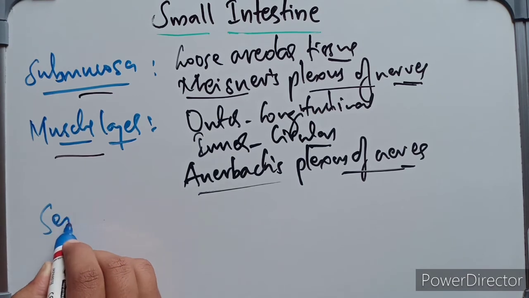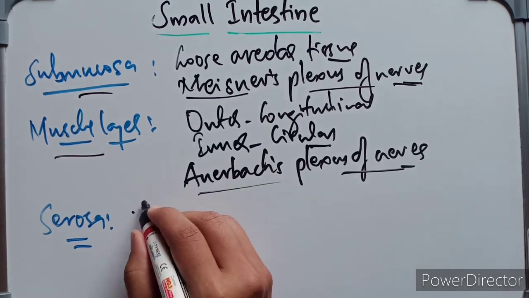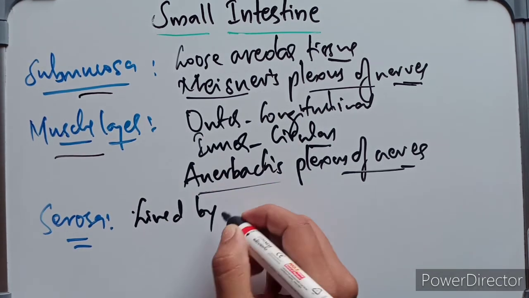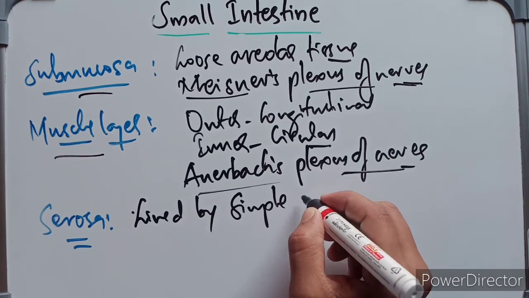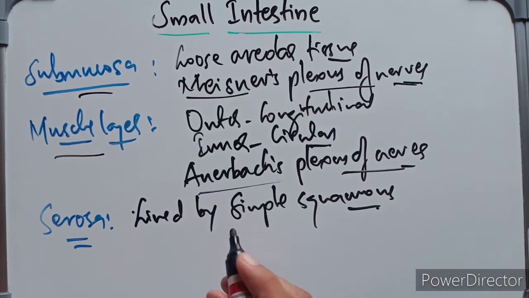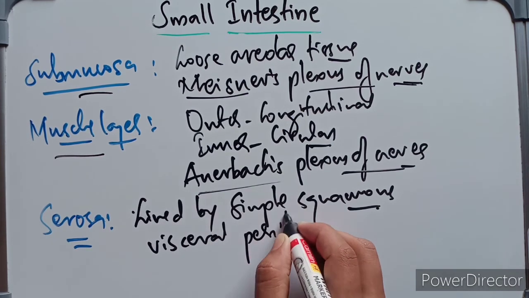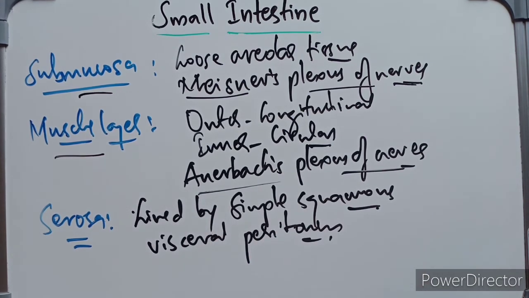Finally, we have the serosa of the small intestine. It is formed by the visceral peritoneum and is lined by simple squamous epithelium. So this is about the introduction to the small intestine and the interior of the small intestine, its structure, and what it is made up of.